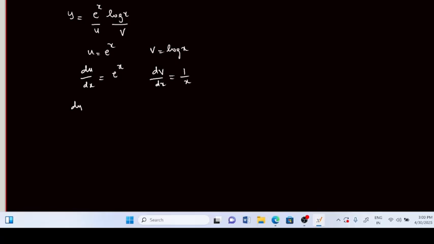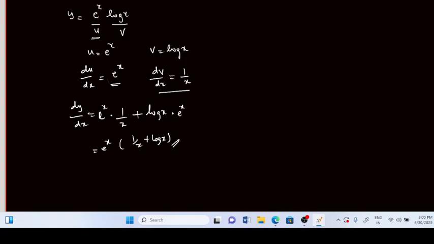So what is the product rule? We write the first function. First function is what? u, write it as it is, e power x. Differentiation of v is 1 by x, so into 1 by x. Plus, now write the second function log x as it is, into differentiation of the first one, which is e power x. So here if we want, we can take e power x common, we can write it as e power x into 1 by x plus log x, otherwise we can leave it as it is.